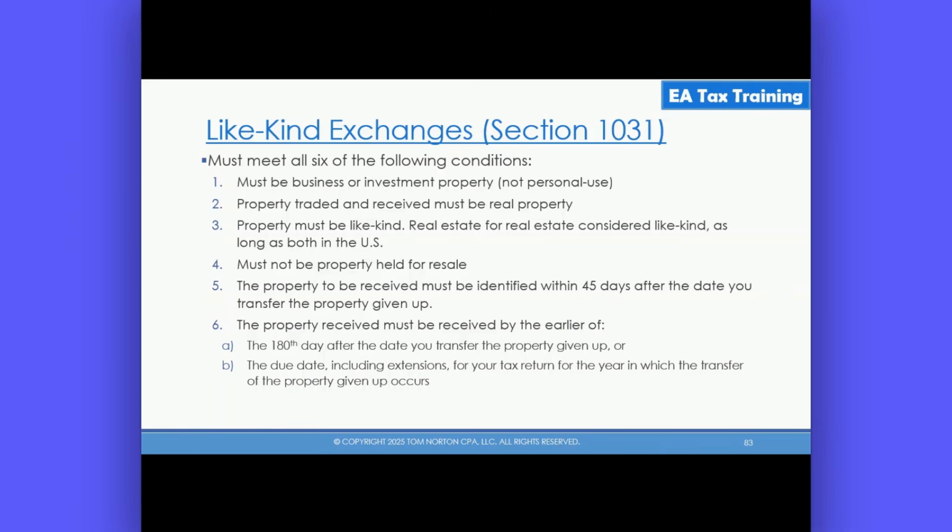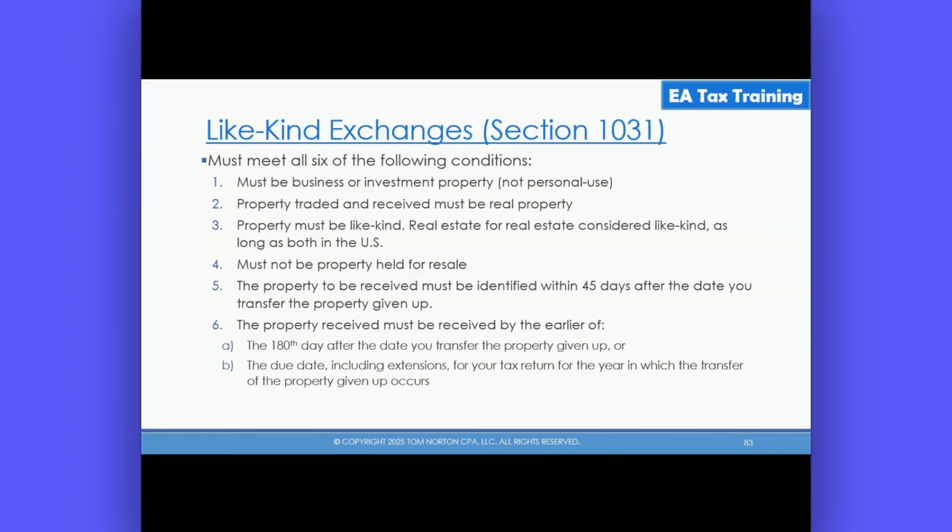Next, the property to be received must be identified within 45 days after the date you transfer the property given up. So you don't have to actually know the exact parcel of property that you are going to be receiving in exchange on the date that you give up that property. You can identify that property later. It just has to be identified within 45 days after you transfer the property that is given up.